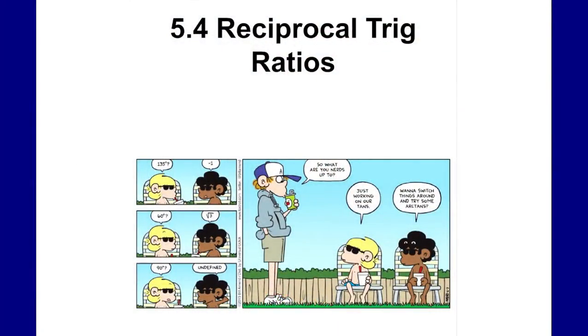In today's lesson, we're going to be looking at reciprocal trig ratios. So this is going to be adding some more ratios to the main three that we know, the sine, cos, and tan. We're going to be looking at what's called the reciprocal trig ratios, which is going to be kind of the reciprocal versions of those three.